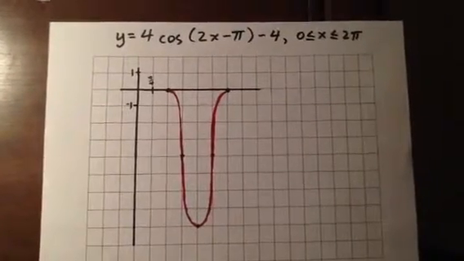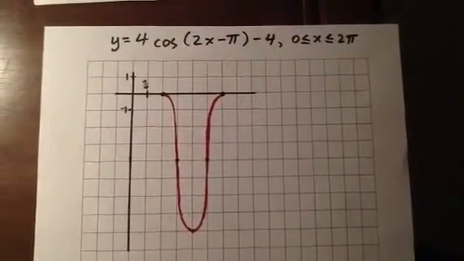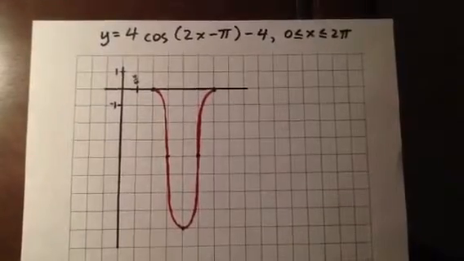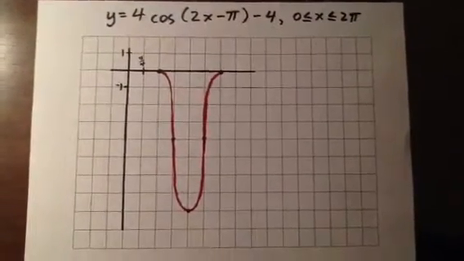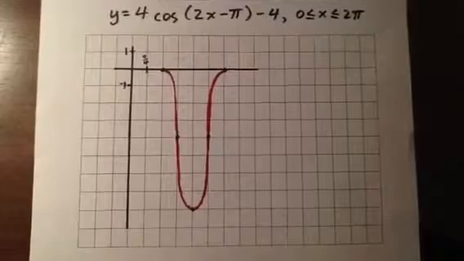In this question, we're going to graph the curve y equals 4 cos of 2x minus pi minus 4. Ultimately, the curve looks like this, and we're going to take a look at how we got there.